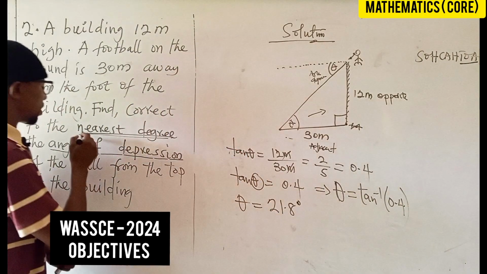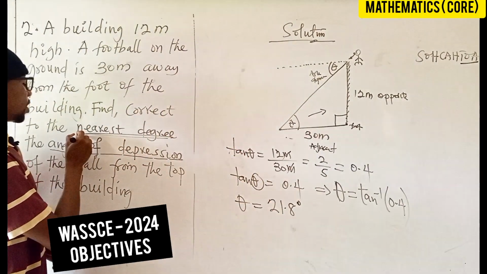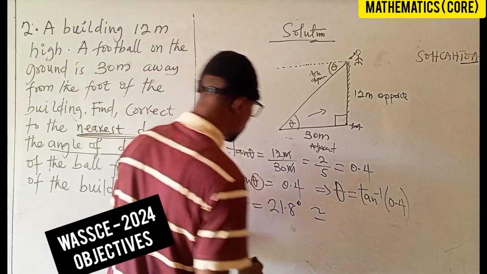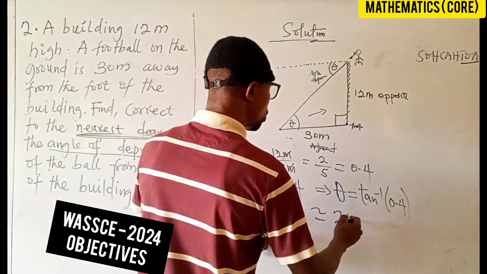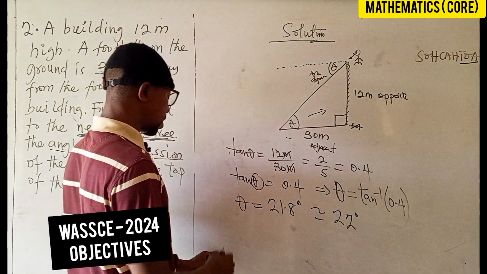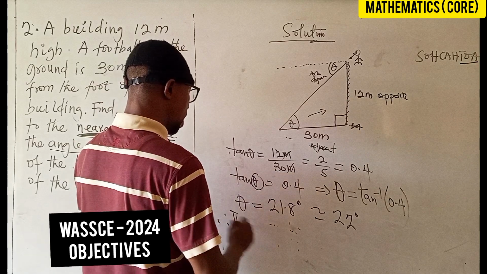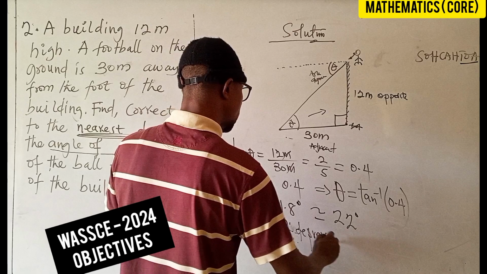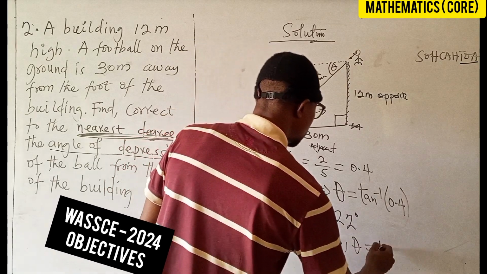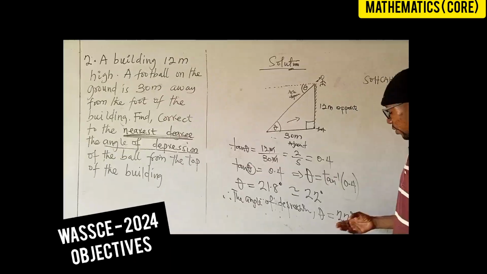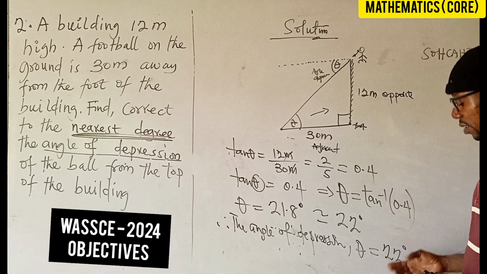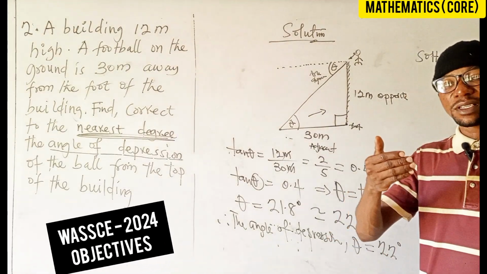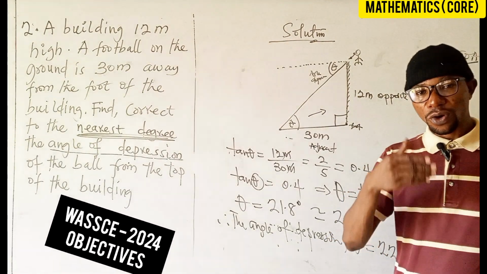And the question stated that we should find it correct to the nearest degree. So the nearest degree by approximation, we will have 22 degrees as our answer. Therefore, the angle of depression, which is our theta, is 22 degrees. So this is the answer, 22 degrees. So you look through the multiple choice questions and choose either your A or your B or your C.